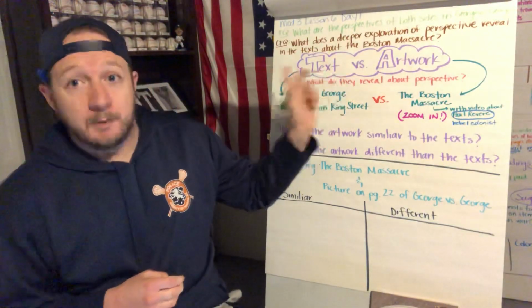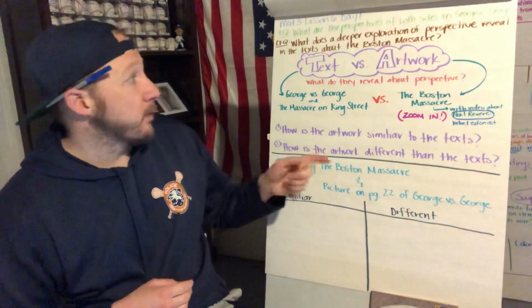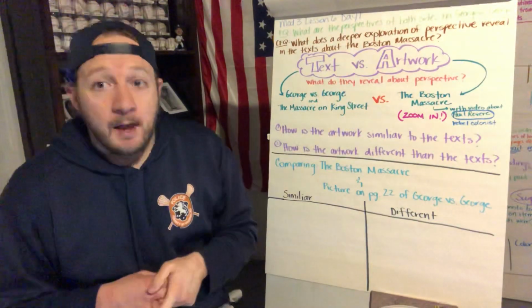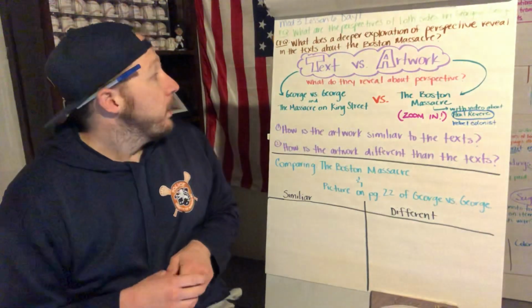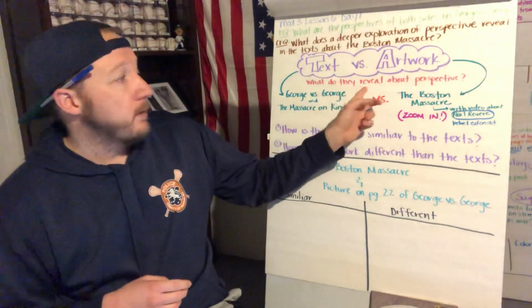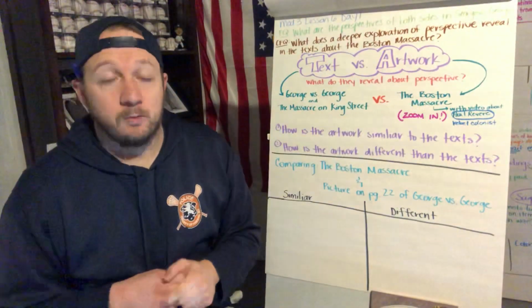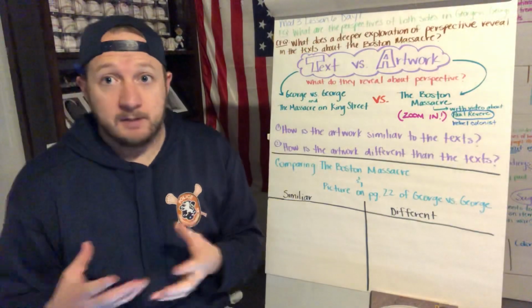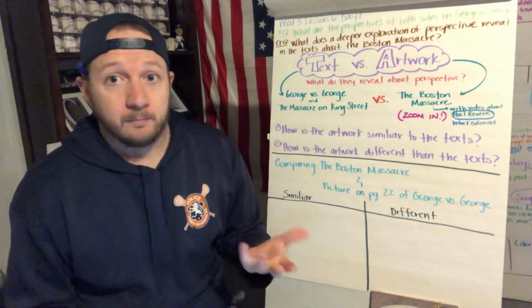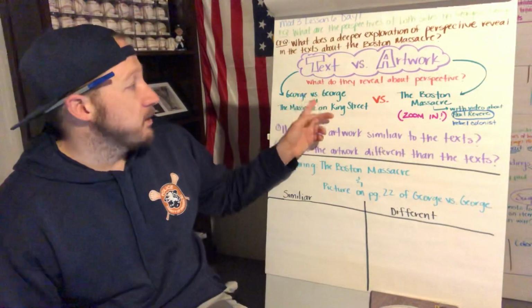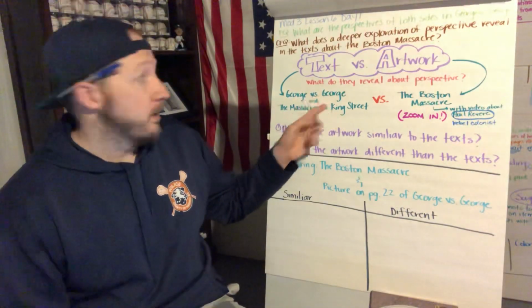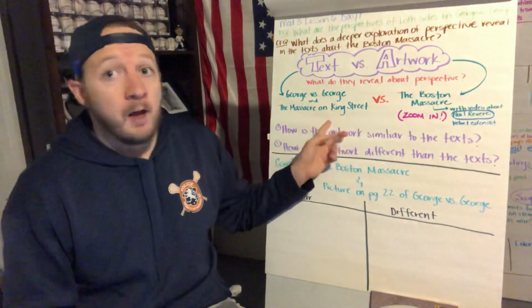Now, like I said, we're going to be comparing text and we're going to be comparing artwork. So I have text versus artwork. And it says, what do they reveal about perspective? So what does each text reveal? What does each artwork reveal? Okay? Now, the two texts that you're going to be looking at are George versus George and The Massacre on King Street.